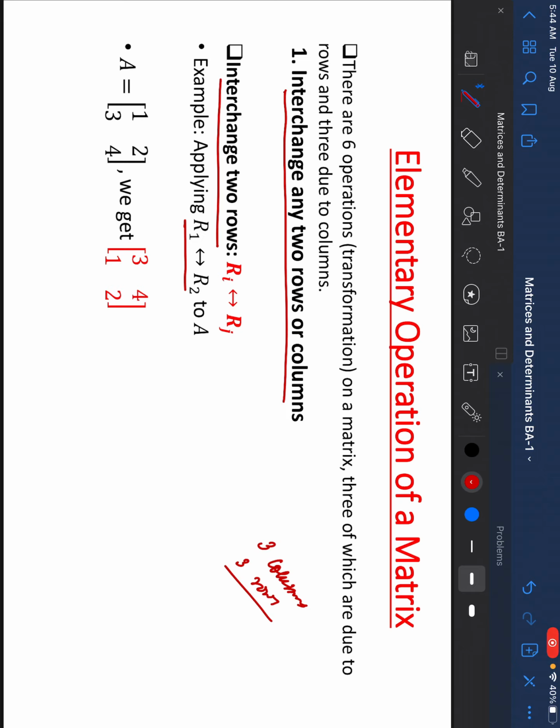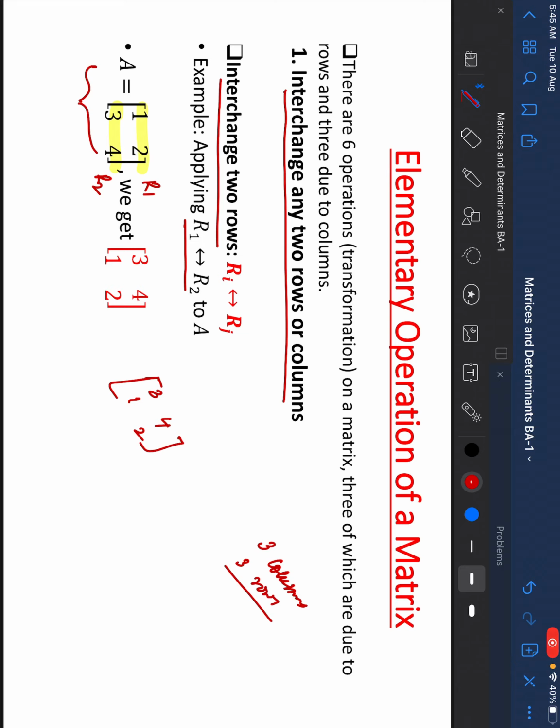Suppose we have a matrix A, [1 2; 3 4]. If I interchange R1 with R2, what happens? This one is my R1, and this one is my R2. If I interchange, it means the positions of the R1 and R2 elements will switch. So R2 will go up, 3 4, and R1 will come down, 1 2. This is how the interchange operation is done. So I am interchanging 2 rows.